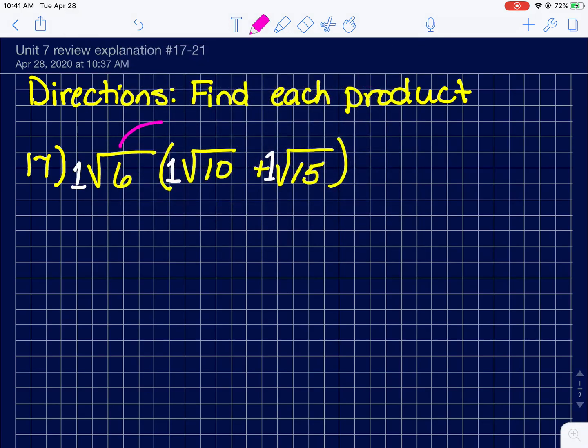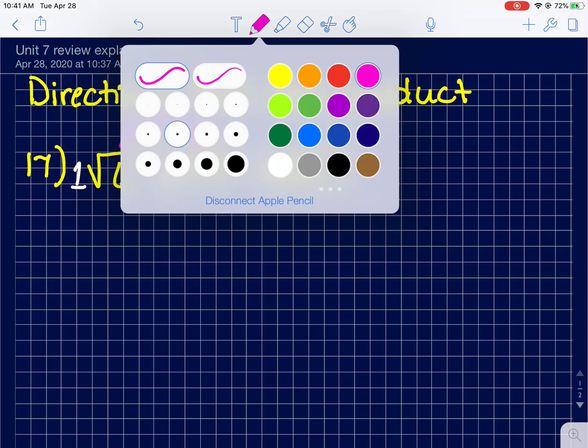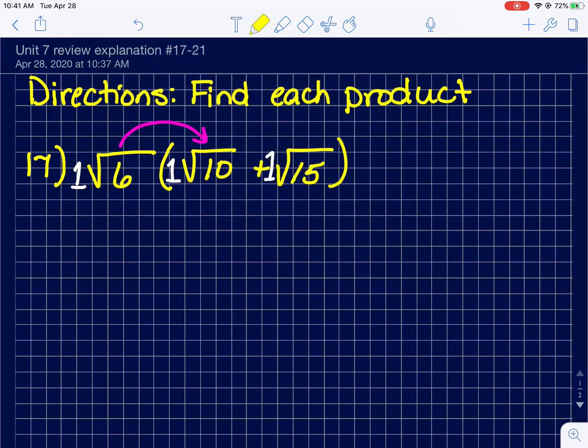Then I'm going to distribute. What I'm going to end up with is 1 times 1 on the outside, which is 1, and on the inside, 6 times 10. And there's a reason I'm not writing 60, and we'll talk about that in a minute. Then I distribute it over to the second term. So 1 times 1 on the outside is just 1, and on the inside we have 6 times 15. The reason I didn't multiply them is because I need to prime factor them anyway. It's just easier to prime factor 6 times 10 than to prime factor 60.